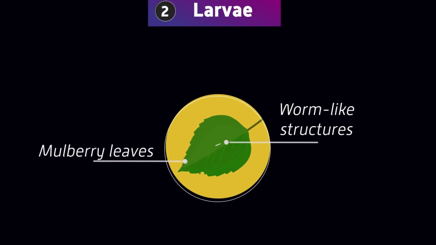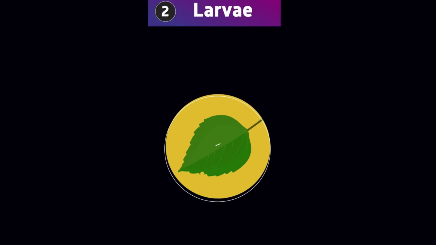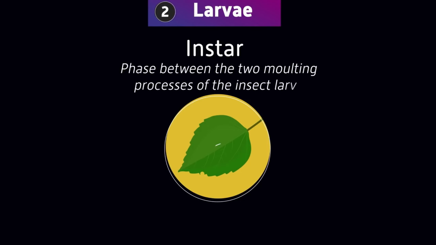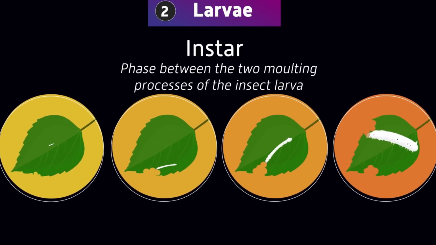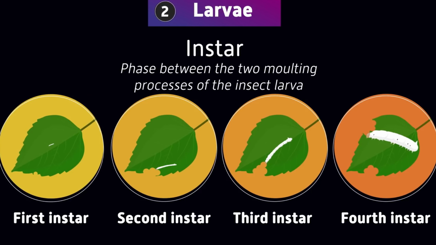So the growth in these is gradual. The growth stages of these larvae are also given a scientific name. The stages are called instar. In literal terms, instar means the phase between the two molting processes of the insect larva. So in this case, we can say the larvae grow into first instar, second instar, third instar, and so on till they feed themselves enough. Once the larvae are content with the amount of food consumed, that is the leaves, they enter the next stage.